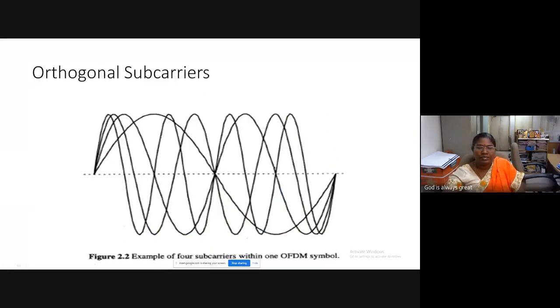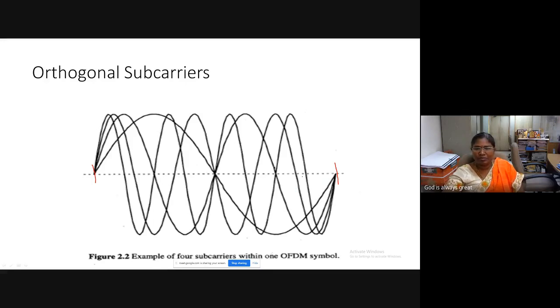Next, the same thing if you look at it in the time domain. What does orthogonality mean here? We say the signals are orthogonal to each other over one OFDM time interval. Over one OFDM time interval, the signals are to be integer multiples of each other. For this signal, from this point to this point is one symbol duration of an OFDM symbol, right?